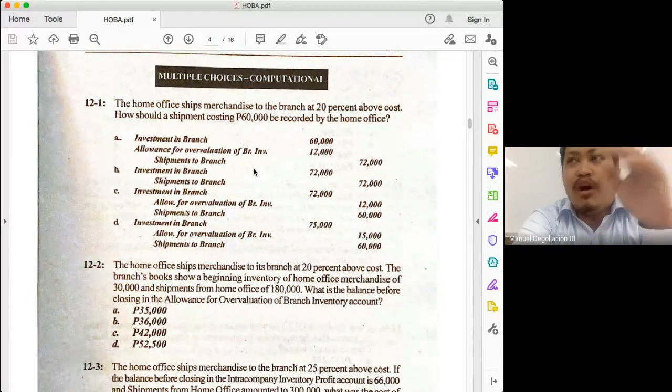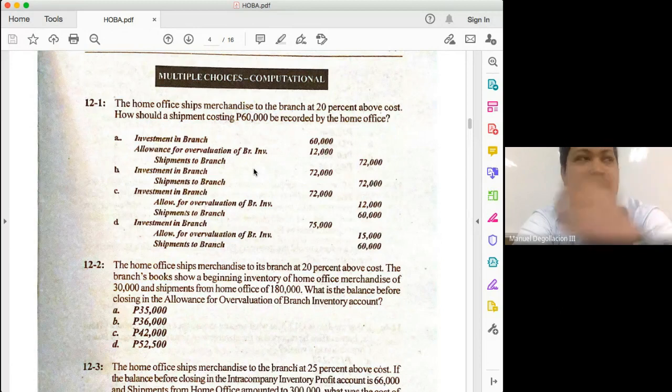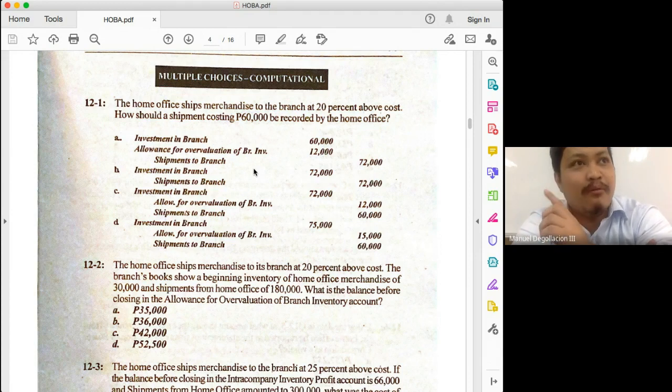If the home office bills it at cost, no problem. But if the home office bills it above cost, then your shipments from home office will include the markup on the shipments. That will be very important again in analyzing more complicated problems later on. The shipments to branch is always at cost. The shipments from home office account always at billed price.